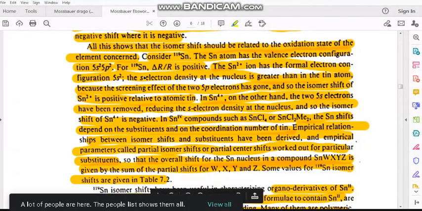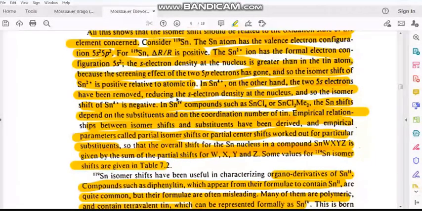The first point is how the isomer shift is affected by the oxidation state. The second point is that, besides the oxidation state, the substituent will also affect the isomer shift. That's the background. The tin shift depends on the substituents and on the coordination number of tin. The empirical relationship between the isomer shift and the substituents has been derived, and the empirical parameters, called partial isomer shift or partial center shift, are worked out for the particular substance. And only for a particular substance can we talk about it.